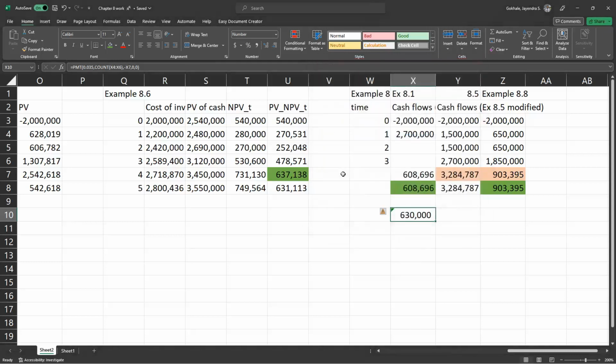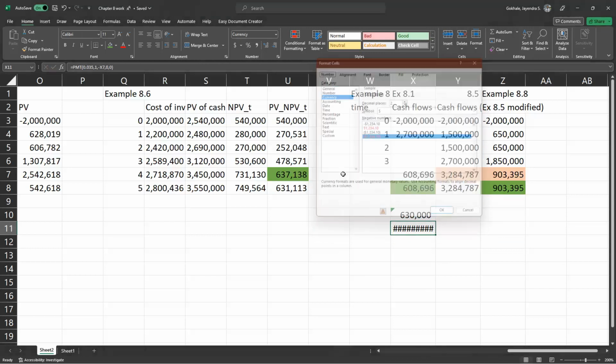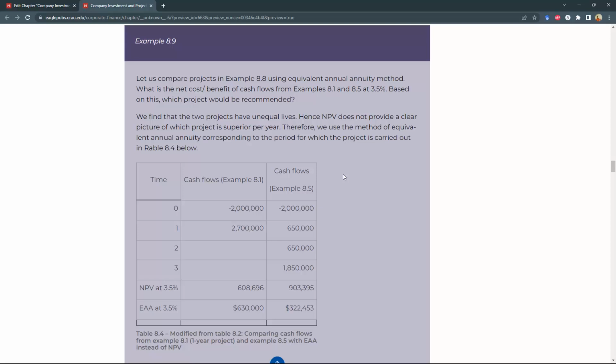All right, so the equivalent annual annuity of this single NPV project, let's see, payment count, just going to make sure that we did the right thing. So equals PMT 0.035, number of periods is 1, the present value is minus of x7, and the future value is 0, and type is 0. Again the same thing, actually Control C, Alt EST. Okay, so the equivalent annual annuity is $630,000 at 3.5%.